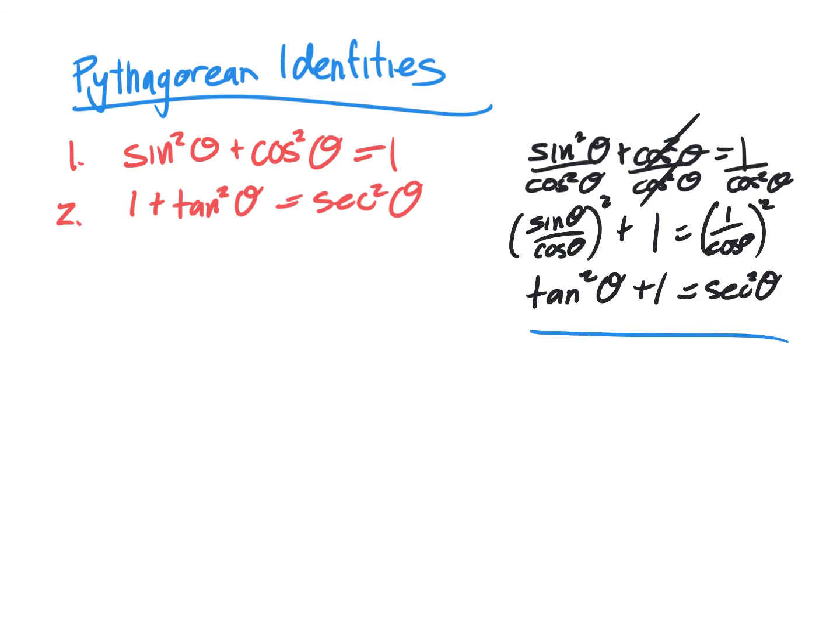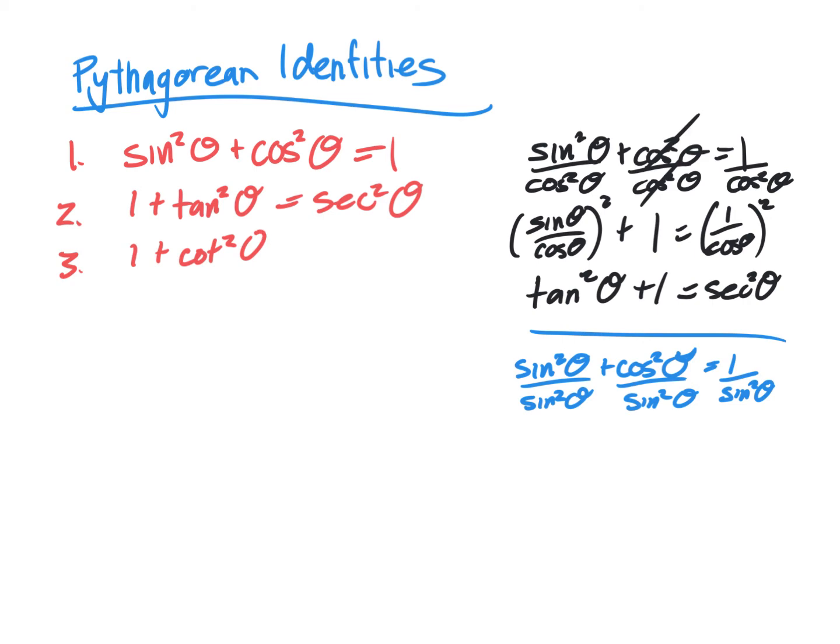And then if we were to go back to our first one, sine squared of theta plus cosine squared of theta equals 1, and we divided everything this time by sine squared of theta, we would similarly arrive at our next Pythagorean identity, our third one, which states that 1 plus cotangent squared of theta is equal to cosecant squared of theta. These are our 3 Pythagorean identities.